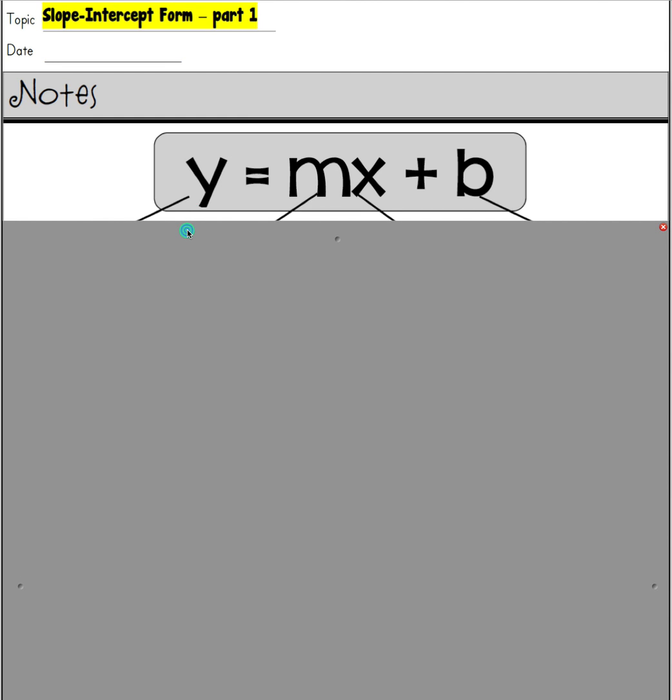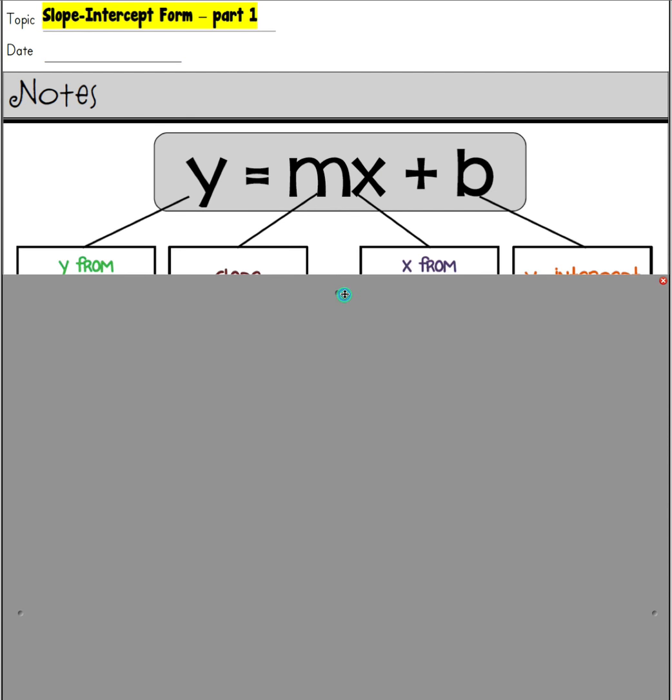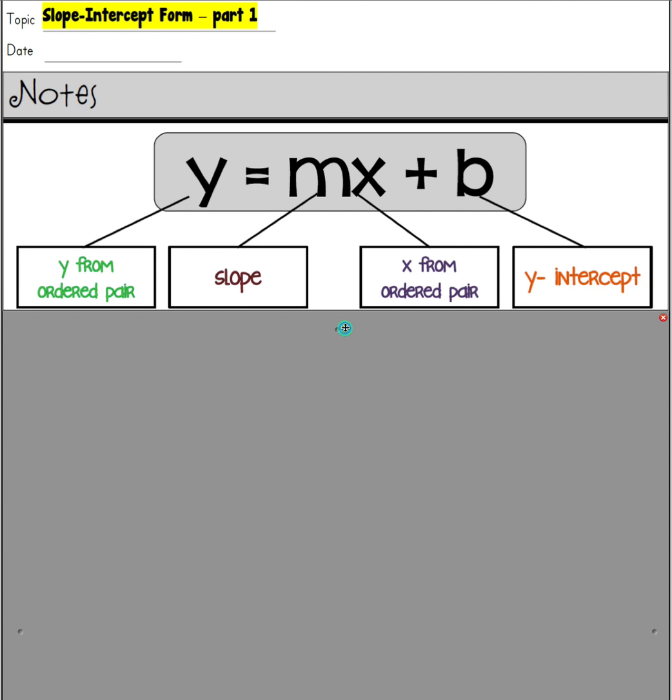Today we are working on slope-intercept form, and this lesson will be broken up into several parts. So we are going to go through the features of this equation, which is y equals mx plus b. It is really important that we know what each piece of the equation is referring to. So when we say the y, we're talking about the y value from an ordered pair. The m is our slope, the x is our x value from an ordered pair, and our b is what we call our y-intercept.